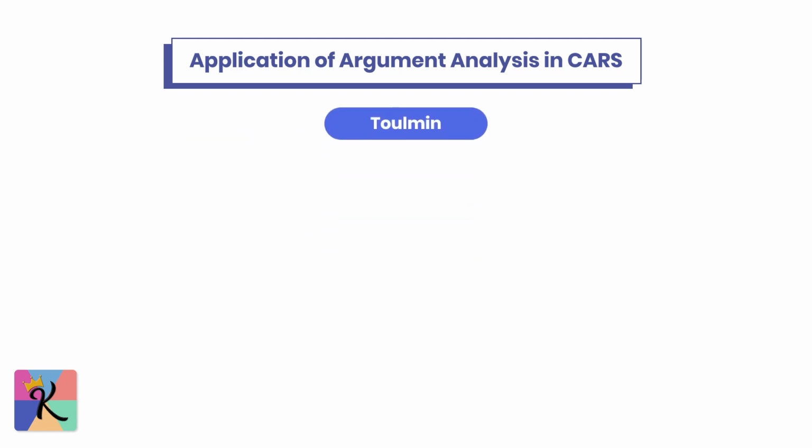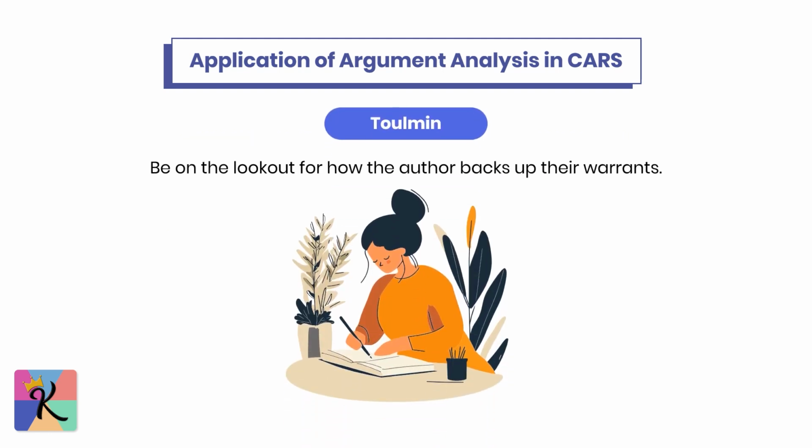In Toulmin-based arguments, be on the lookout for how the author backs up their warrants. If the backing is weak or vague, the passage might have a question that challenges the validity of the evidence. If you can pinpoint where the argument lacks support, you're already one step ahead.